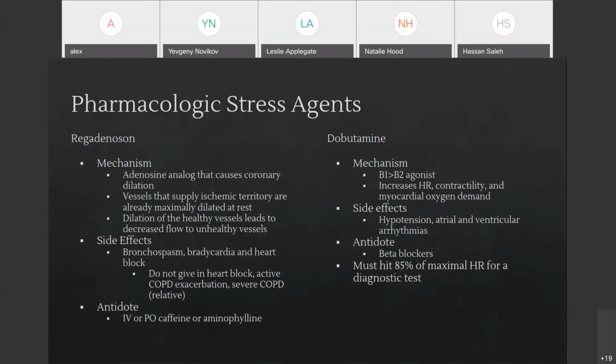Side effects with regadenoson, bronchospasm is one they love to ask about. It can also cause bradycardia and heart block, which makes plenty of sense because we give adenosine to induce heart block in people who have like AVNRT or really fast SVTs. So what you guys might see is you do not give it in either second degree type 2 heart block or complete heart block and any active COPD exacerbation. A patient who just has baseline severe COPD, it's a relative contraindication. If you guys see that on boards, the answer will be don't use it.